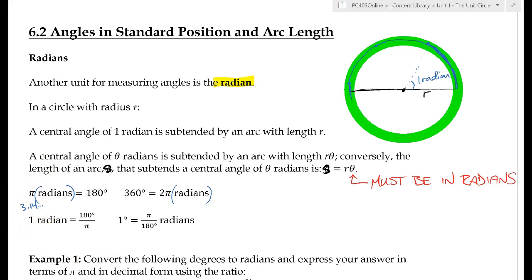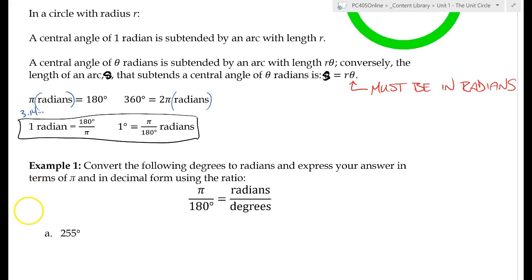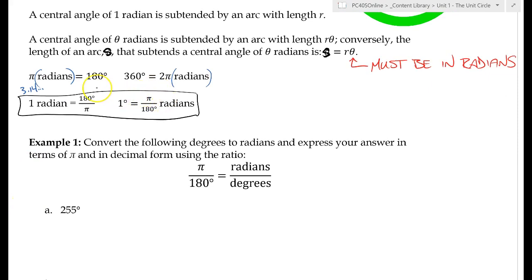These ratios here are what are going to allow you to convert back and forth. So 1 radian is equal to 180 divided by pi, and that's coming from this. And 1 degree is equal to pi divided by 180. In terms of converting units, it's helpful if it's always what you want over what you have, or what you have over what you want, your known over your unknown.